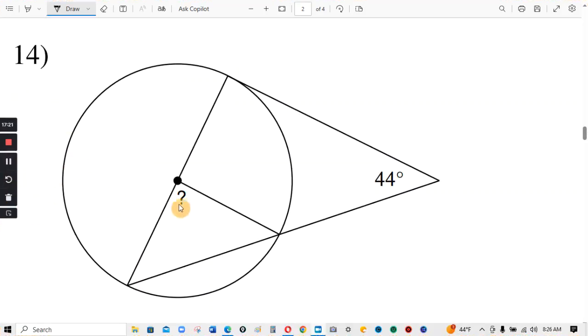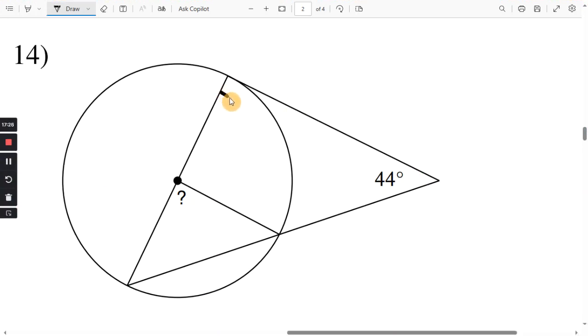All right, number 14. This one appears to be tangent. So this right here is going to be your potential right angle. All right, and we need this angle here. How do we solve it? Well, we have 44 and 90 looking at the big triangle. So this one here is just going to be inside this triangle. It's going to be 180 minus 90 minus 44.